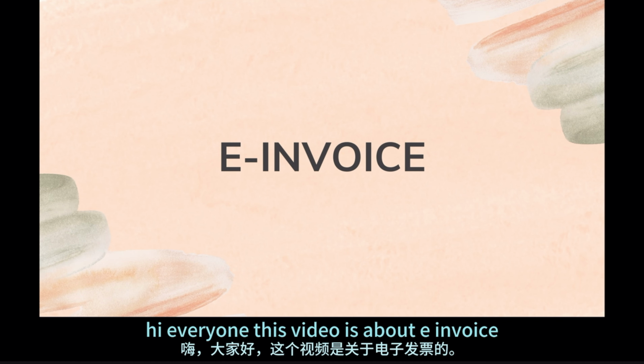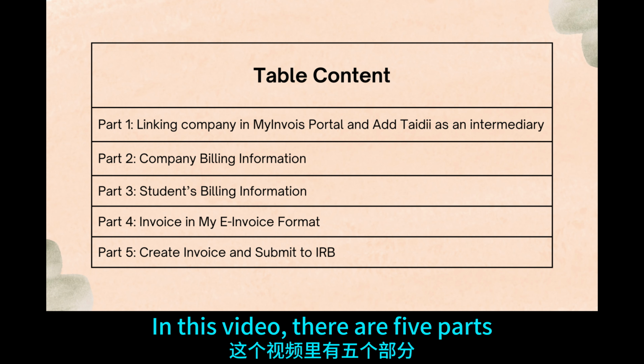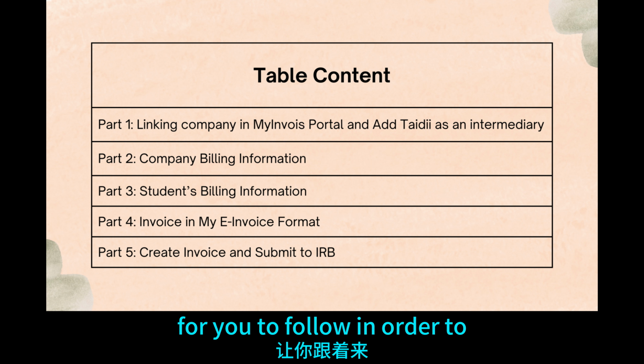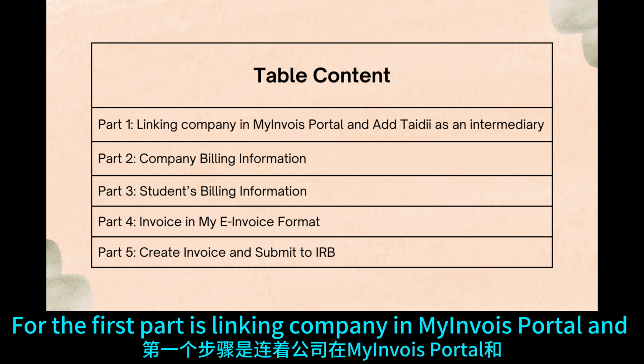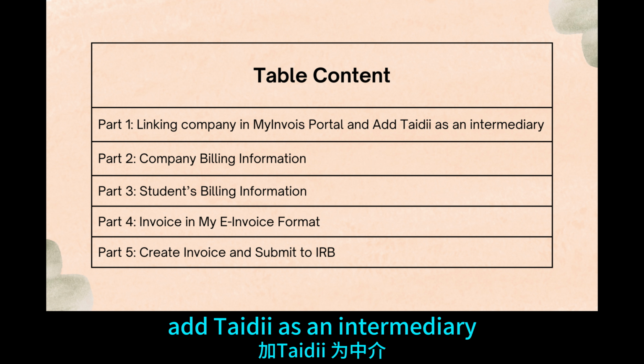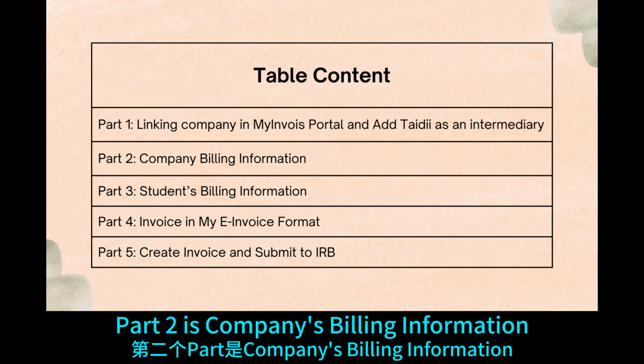This video is about e-Invoice. In this video, there are 5 parts for you to follow in order to create the e-Invoice. The first part is linking your company in My Invoice portal and adding Tidy as an intermediary. Part 2 is company billing information.